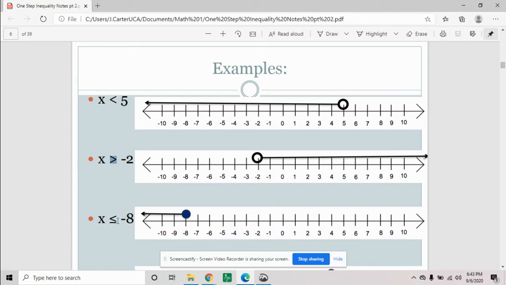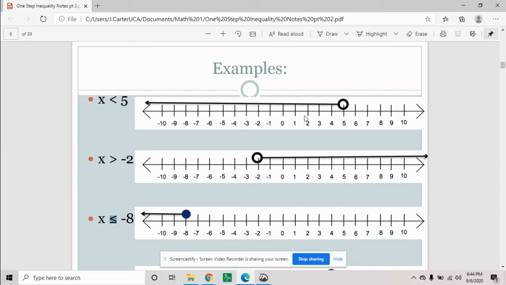But if you look at this very bottom one, you see how the symbol is less than or equal to, and the number they gave us is -8. So you start at -8 with your circle, and based on the symbol, you're going to do a closed circle instead of an open circle. And then because this is less than, or pointing to the left, my arrow needs to go to the left.